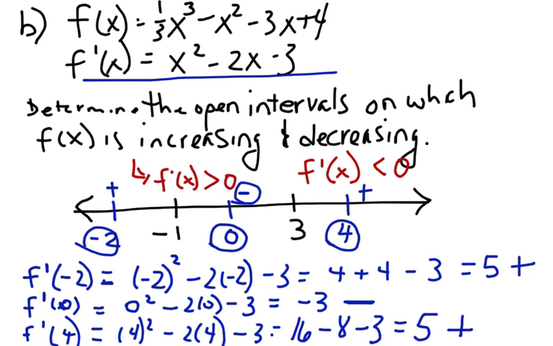So, now I have all the information that I need to answer the question. So, where is this function increasing? And notice it does say open intervals, which means we're going to use parentheses, not brackets. We're not including the endpoints here.